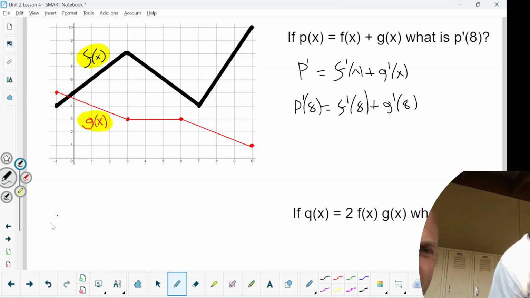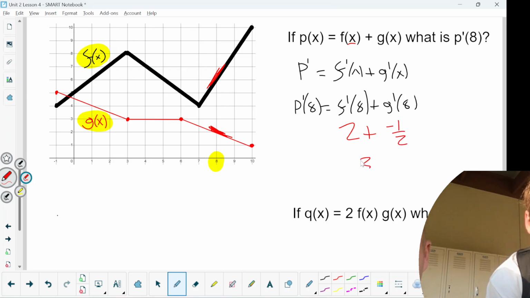Okay, so that's 8. Yes, 8 is right here. Wait a minute. Yeah, you're right. That's an x value, right? So now you do rise over run. Oh, it's a line segment. It's a slope that can be calculated by hand using our knowledge from algebra days. So what's the slope there at 8 of f? 2. What's the slope of g at 8? It looks like negative a half, -1/2. Yeah, they're good.